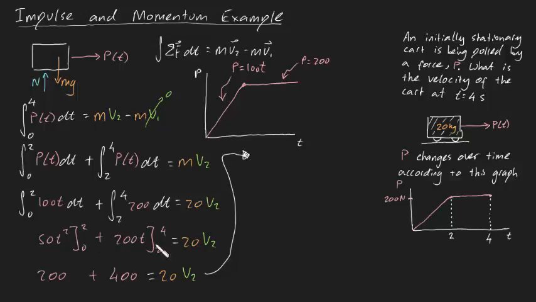If you evaluate the left-hand side, hopefully this isn't going to lose you, we have 600 newton seconds. And on our right-hand side, we have 20 v2. When we finish solving this, we can tell that v2 is simply 600 divided by 20, which is 30 meters per second. So that means that our cart, after 4 seconds, is moving at 30 meters per second to the right.